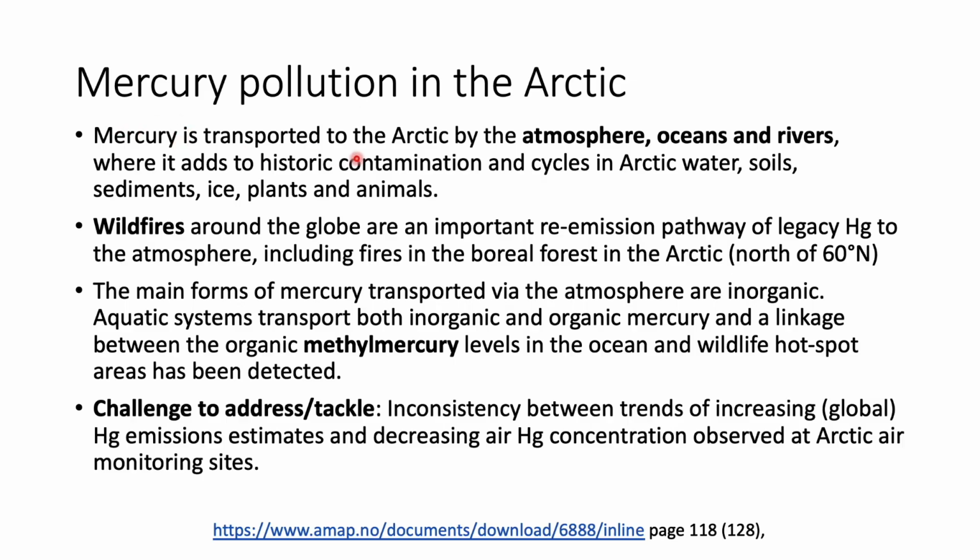The next major pollutant is mercury. Mercury is basically transported to the Arctic region by atmosphere, oceans and rivers, where it adds to already existing contamination cycles in the Arctic water, soil, sediments, ice, plants and animals. Of course, wildfires around the globe are also an important re-emission pathway for mercury to the atmosphere. Basically the boreal forest, when it undergoes wildfires, especially in the Arctic north of 60 degrees, also leads to lots of mercury contamination.